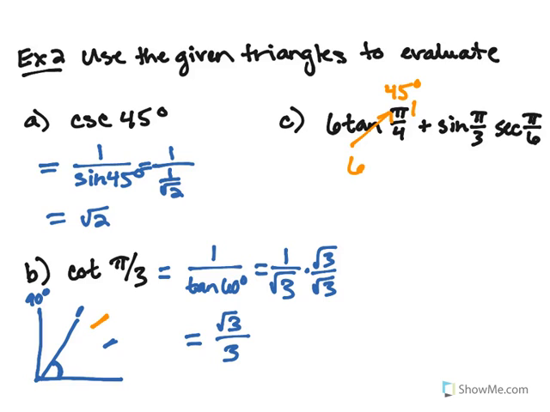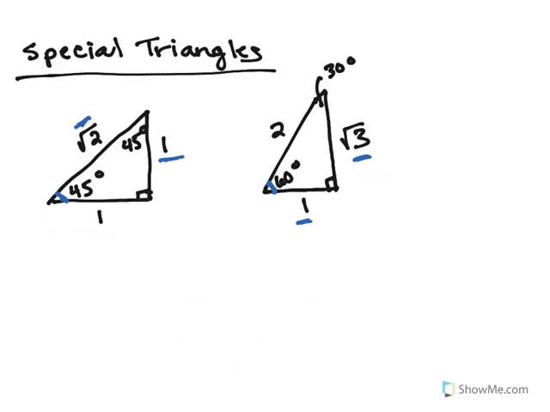Sine of pi over 3, we just saw that pi over 3 is 60 degrees, and that means that pi over 6, which is here, is our 30-degree angle. So sine of 60 degrees, let's go back to the triangle. Here's my 60 degrees. Sine is opposite over hypotenuse, so that's square root of 3 over 2.